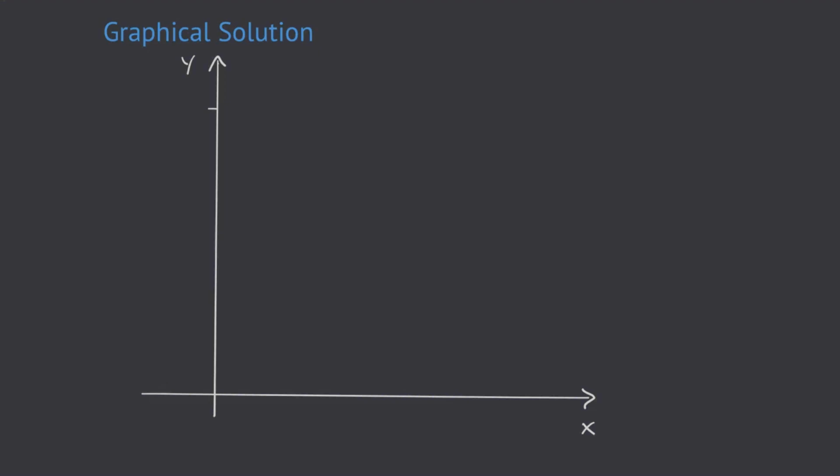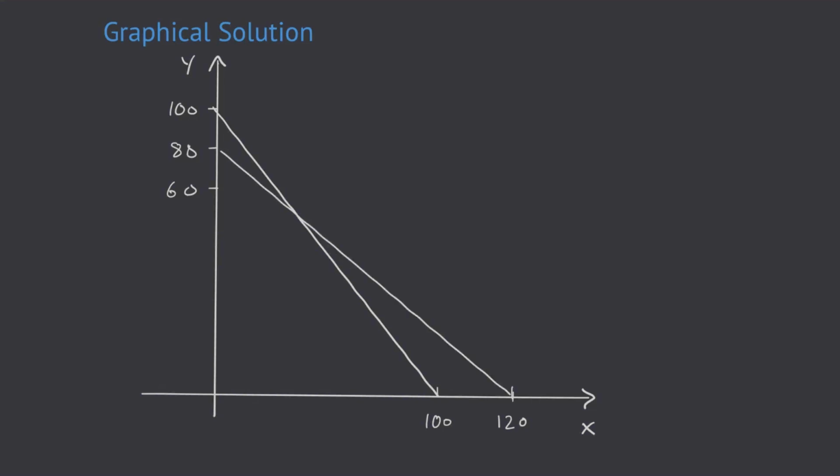So we have 100 here, 80 and 60, 100 and 120 here. The first restriction goes from 100 to 100. The second one from 80 to 120. And the last one. So the so-called feasible region, the region where the allowed values are, is the blue one here. So I'm just going to sketch that like this.